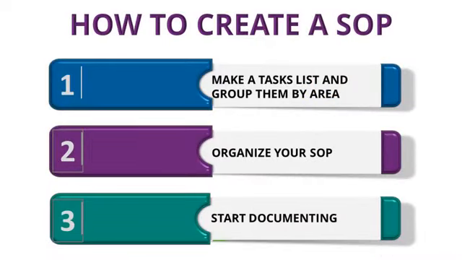So how do we create an SOP? Well, first you have to make a list of tasks and then group them by area. So it could be your newsletter, your social media management, your analytics, your onboarding of new clients, creating new blog posts, a product launch, or how customer emails are handled. There should be an SOP for each of those things. So once you have your list, you group them by area, and then you organise your SOP.